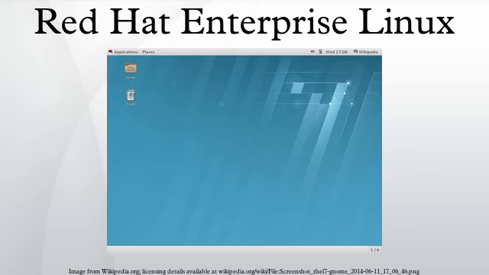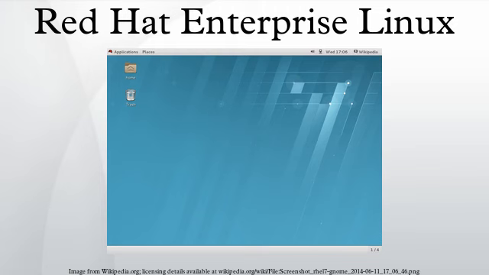RHEL 4, Red Hat Enterprise Linux 4, February 15, 2005. Uses Linux kernel 2.6.9-54.1, also termed Update 1, June 8, 2005. 4.2, also termed Update 2, October 5, 2005. 4.3, also termed Update 3, March 12, 2006. 4.4, also termed Update 4, August 10, 2006. 4.5, also termed Update 5, May 1, 2007. 4.6, also termed Update 6, November 15, 2007. 4.7, also termed Update 7, July 29, 2008. 4.8, also termed Update 8, May 19, 2009. 4.9, also termed Update 9, February 16, 2011.